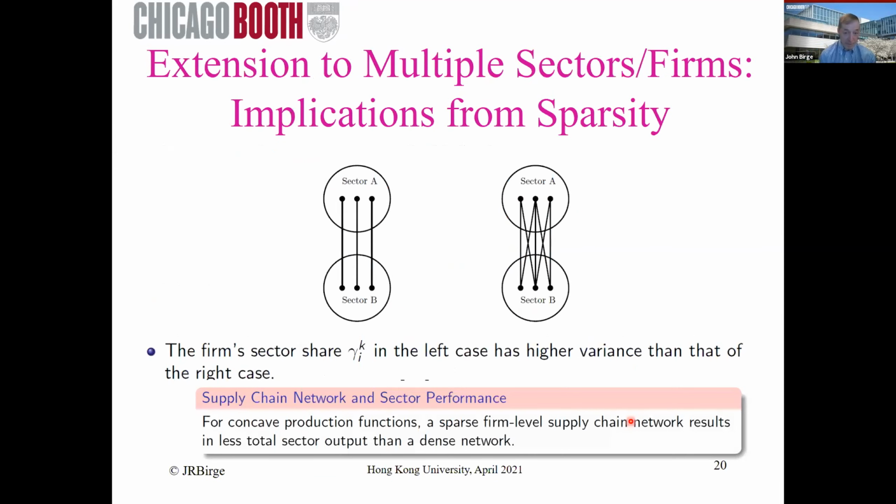In fact, we can show that. We can extend this to multiple sectors. And we can show that depending on the number of connections for firms between, let's say, one industrial sector and another industrial sector, if they have more of these connections, in other words, if we have a denser network than this sparse network over here, then we're going to be able to get more production out of these firms that have this denser network.